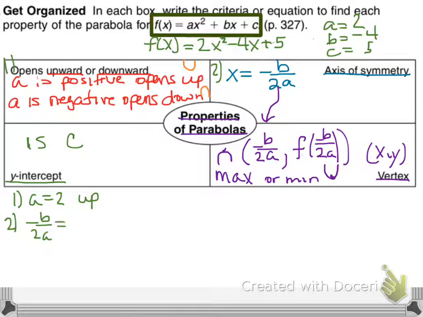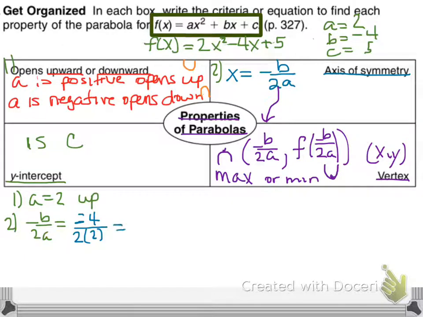Now let's replace in our values. Let's change the color so we can see what we're doing here. So I have a negative. My B is a negative 4. So minus a negative 4 over my 2. Now I've got to bring my A down there, and remember my A is also a 2.